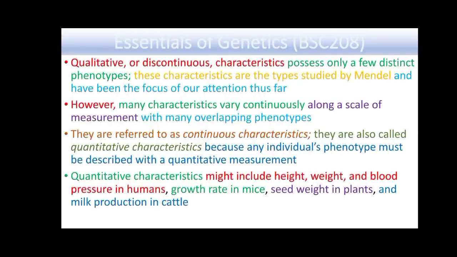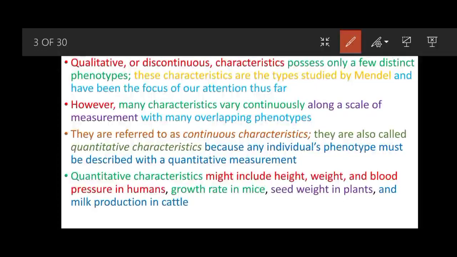So, we already know that quantitative or discontinuous characteristics have only a few distinct phenotypes, as in the case of Mendelian inheritance in the pea plant, where we have already seen 7 different traits. These traits are the types which were studied by Mendel. So, Mendel focused on the discontinuous characteristics or qualitative characteristics. However, many characteristics vary continuously.